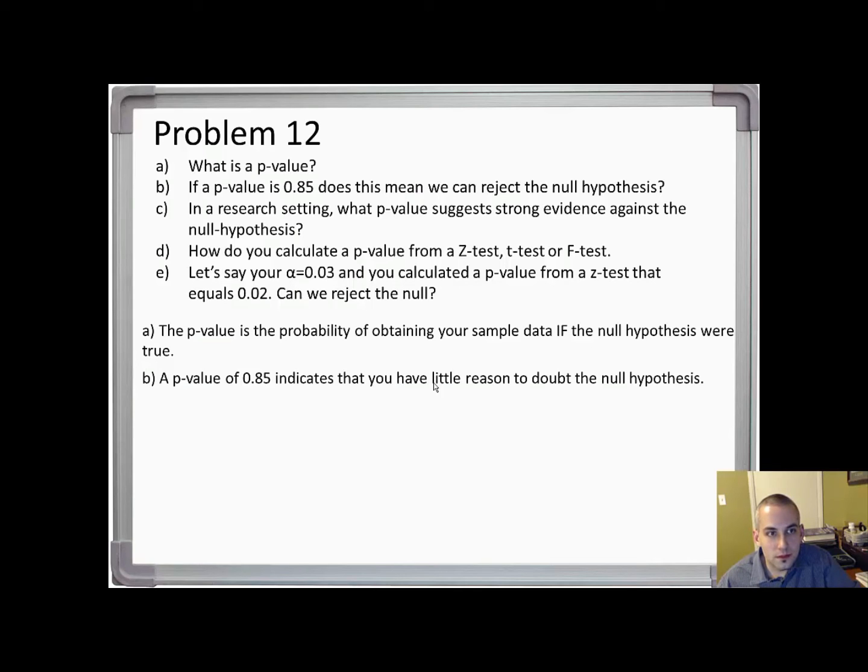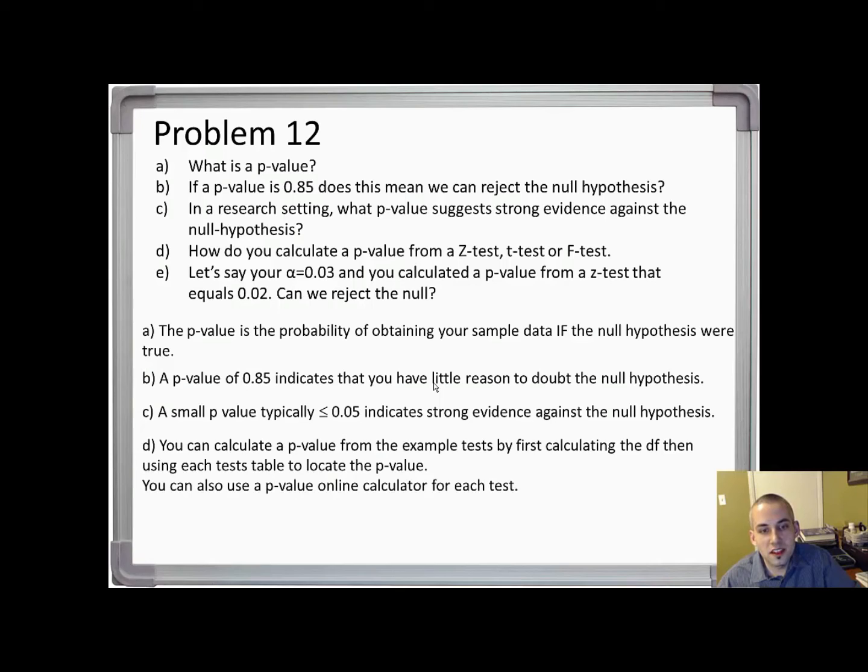Part C. In a research setting, so we went over this quite a bit, but just to drive it home, in a research setting, what p-value suggests strong evidence against the null hypothesis? This is typically what value they use. It's at 0.05. Part D, just to drive this home. So how do you calculate a p-value from Z-test, T-test, or F-test? First you're going to find the degrees of freedom. You're going to select a significance level, or alpha. Then you're going to typically use a table to find the p-value, or some sort of online calculator.